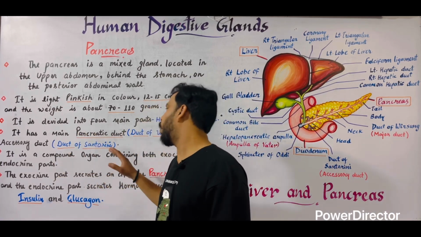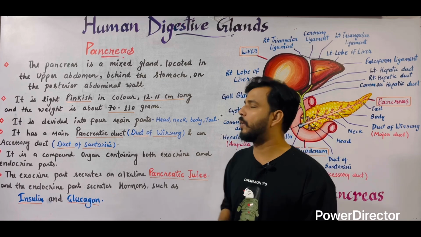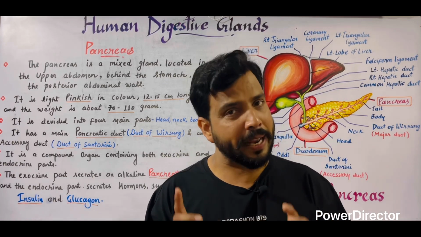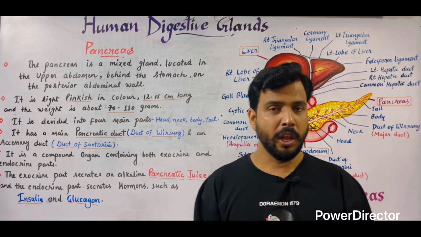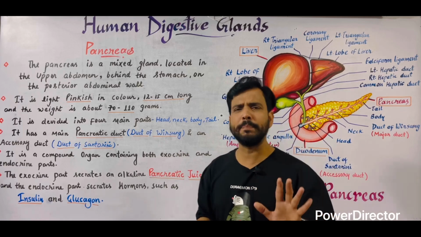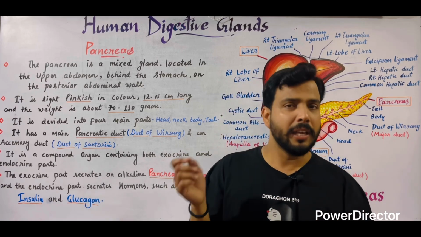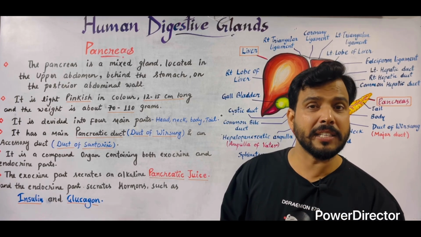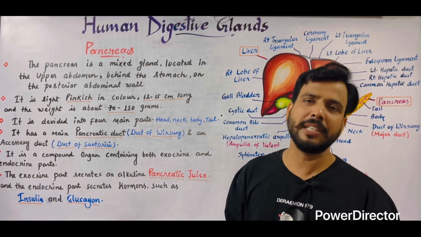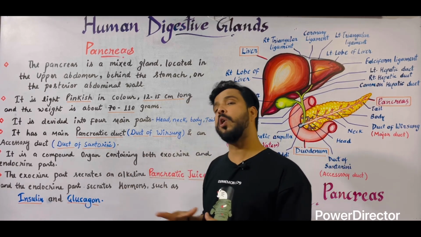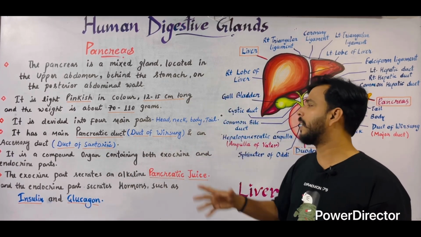It is a compound organ containing both exocrine and endocrine parts. About 90 to 95% of the pancreas is exocrine in nature, which helps in the production of pancreatic juice, while about 5% of the pancreas is endocrine in nature, which consists of the islets of Langerhans, which produce different kinds of hormones secreted by the pancreas.